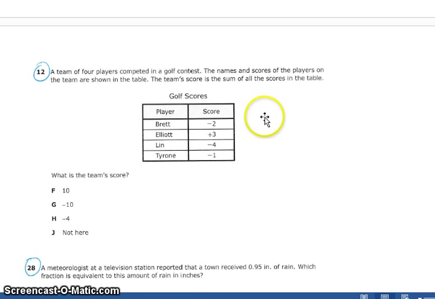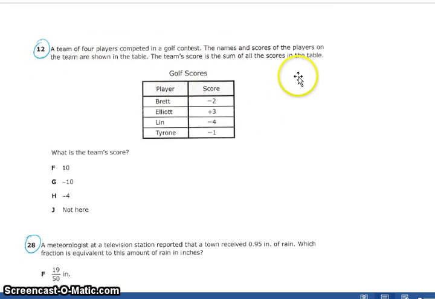Next question. We have a team of 4 players competed in a golf contest. The names and scores of the players on the team are shown in the table. The team score is the sum of the scores in the table. Okay, what is the team score? So when it says the sum, you should know that you're going to need to add up all these numbers. Okay, go ahead and type them into the calculator directly, beginning with the positive 3, and you should get a solid answer. These are your options.